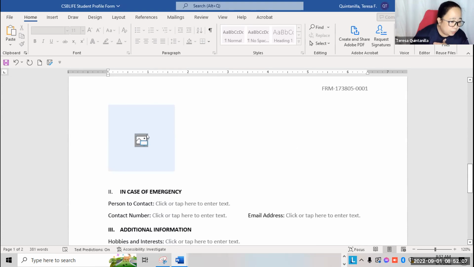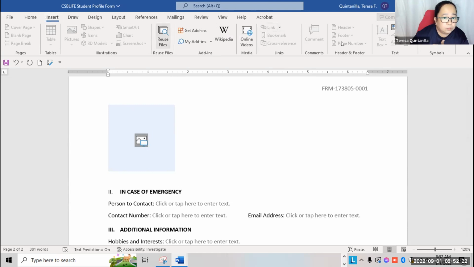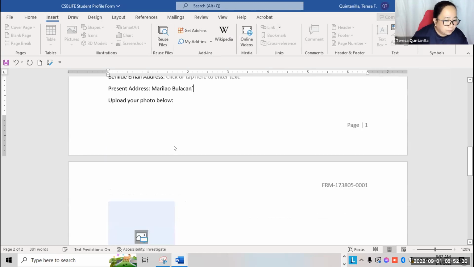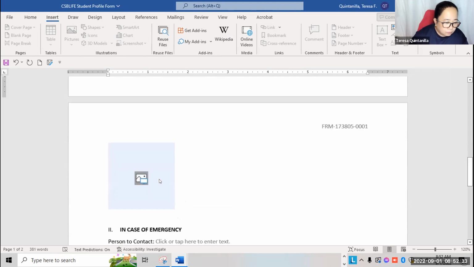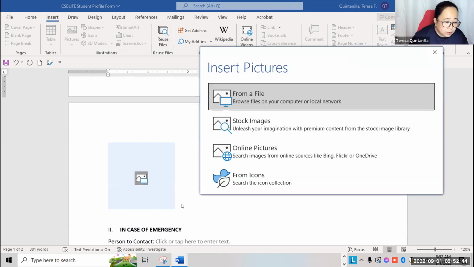And here you're going to put your picture. Aside from the picture, you're going to attach a digital signature. Make sure to attach your digital signature. So attach a file or picture, depends on what picture you're going to attach, and then also attach a digital signature.